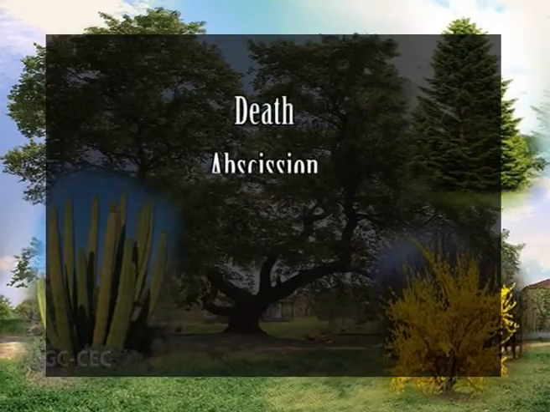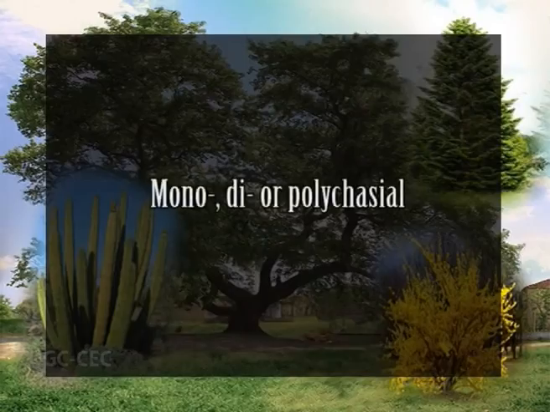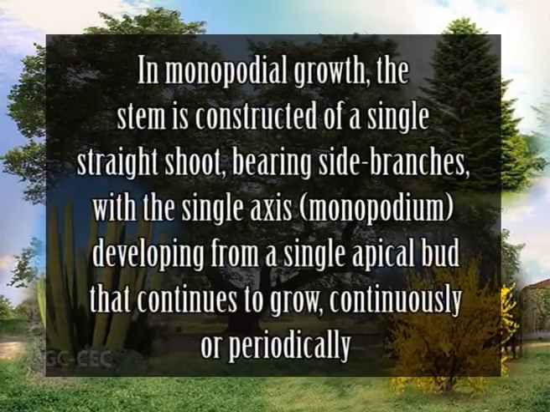In the latter case, 1, 2 or more branches may develop after the death, abscission, abortion or transformation of the apex, and the resulting sympodial branching pattern may be qualified respectively as mono, di or polychasial. Thus, in monopodial growth, the stem is constructed of a single straight shoot bearing side branches with a single axis, that is monopodium, developing from a single apical bud that continues to grow continuously or periodically.